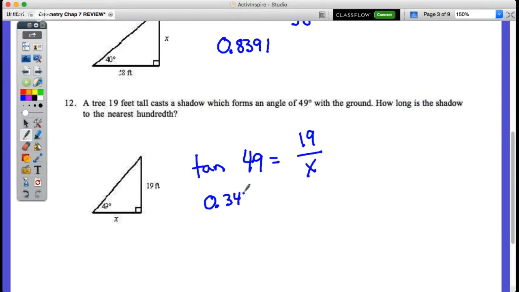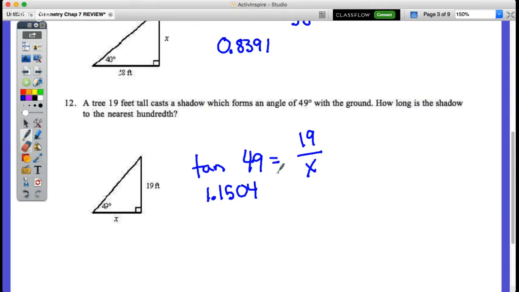0.3447. Guys, is that right? I don't think so. Wait, 1.1504. Hold on. So I'm not pressing second. No, you're not pressing second because you're finding the length of a side. You press second when you're finding an angle.